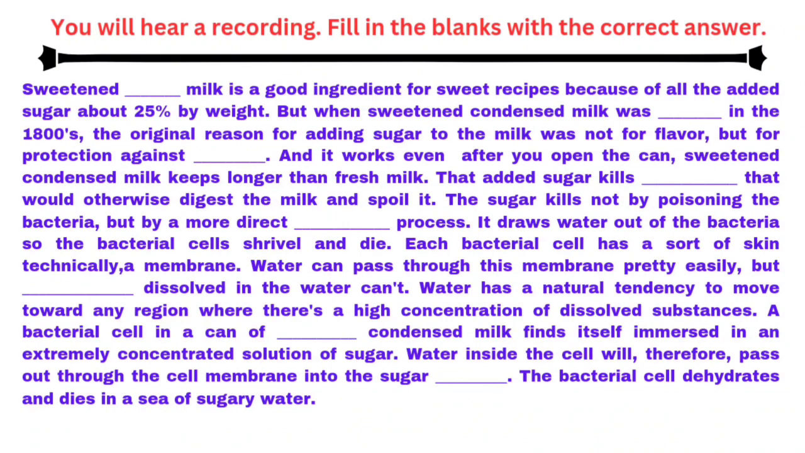A bacterial cell in a can of sweetened condensed milk finds itself immersed in an extremely concentrated solution of sugar. Water inside the cell will, therefore, pass out through the cell membrane into the sugar solution. The bacterial cell dehydrates and dies in a sea of sugary water.